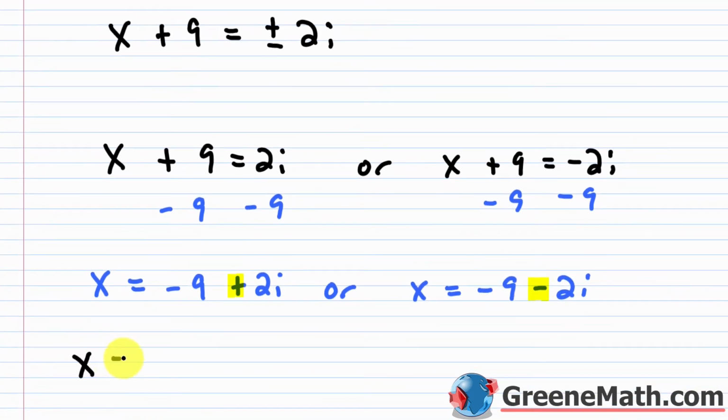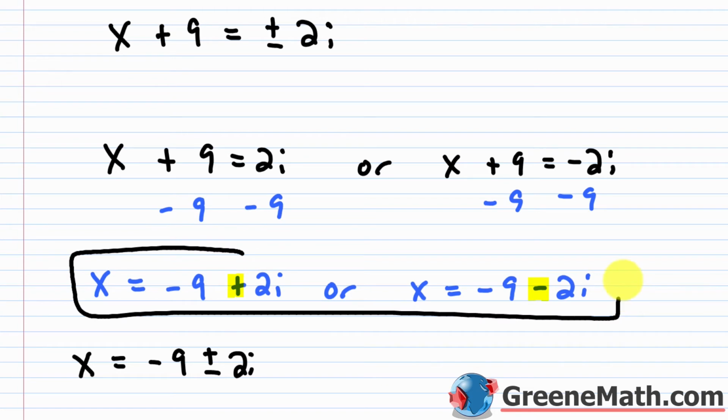So you can just say that x is equal to negative 9, which is the same in each case, then plus or minus the 2i. Okay, this is just more convenient to do it that way. But this is fine too. If you want to notate it this way, perfectly valid. They say the same thing. They mean the same thing. Don't get caught up on the notation.